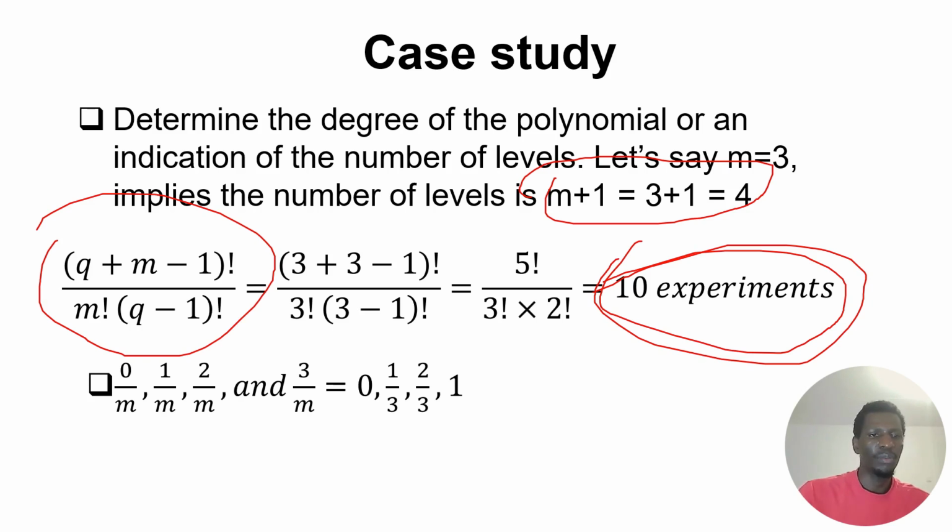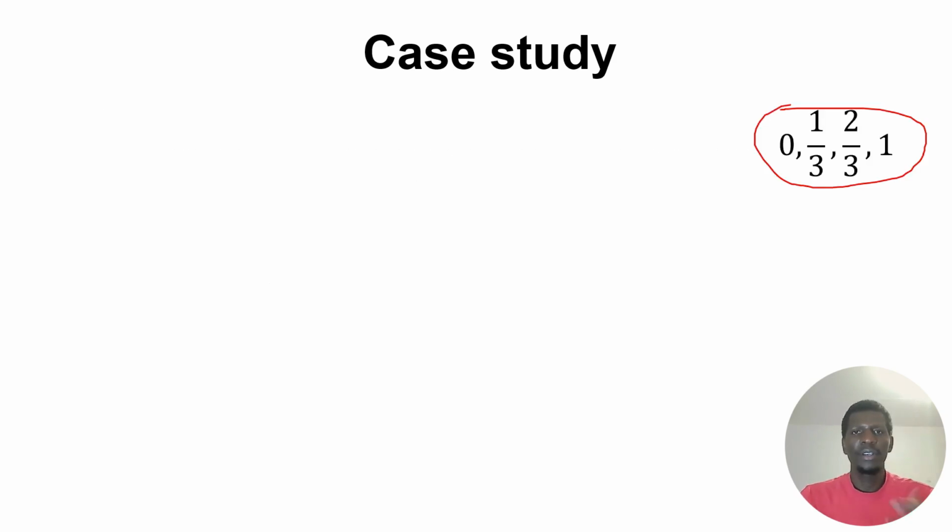We do the same as we did previously, dividing 0 by m, 1 by m, 2 by m, and then 3 by m, to end up with levels of 0, 1 over 3, 2 over 3, and 3 over 3, which is equal to 1. So we now know the specific round number we need and the number of levels we need to formulate those round numbers. We now have the levels.